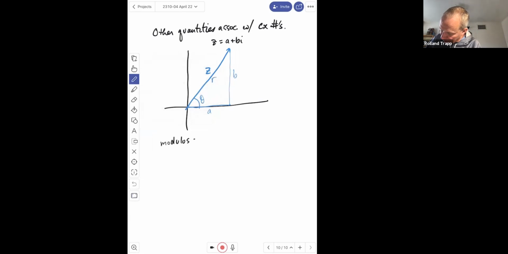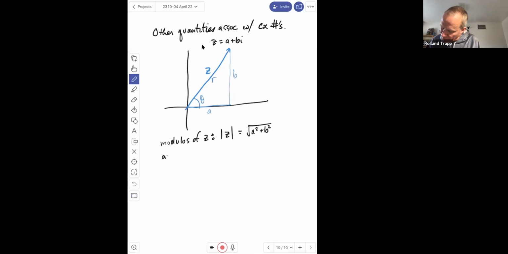The modulus of z is the length of z thought of as a vector. So it's denoted by the length of z, or absolute value bars around z. And this is just the square root of a squared plus b squared. It comes from the Pythagorean theorem, right? It's just the length. That's the modulus of z.